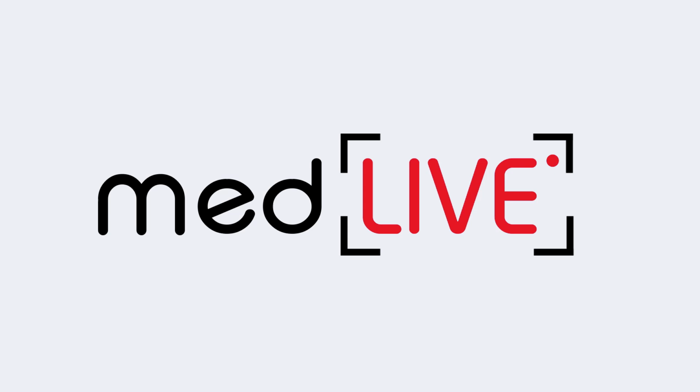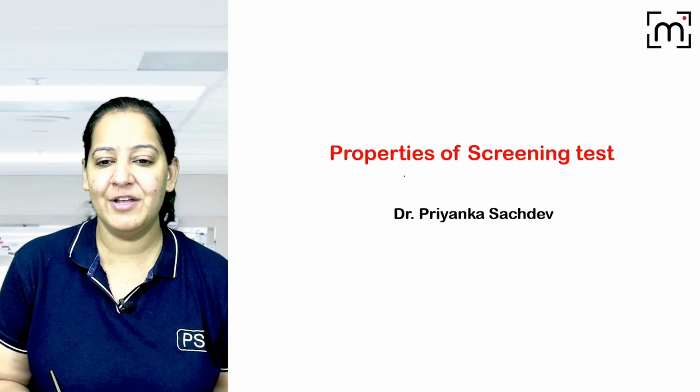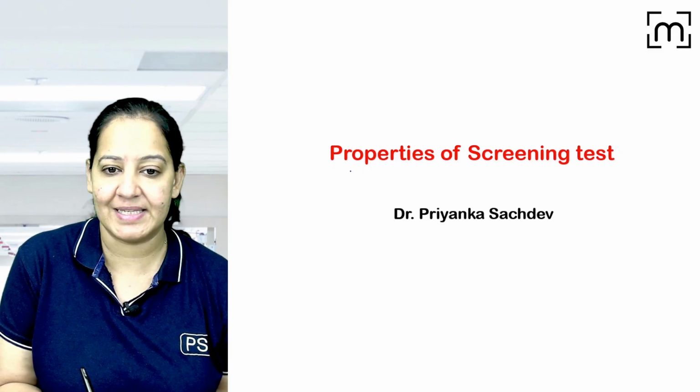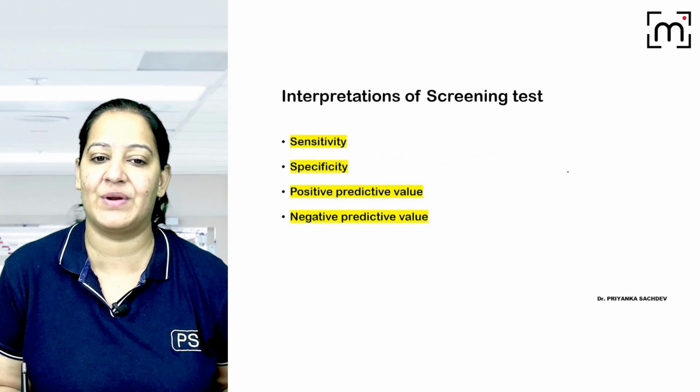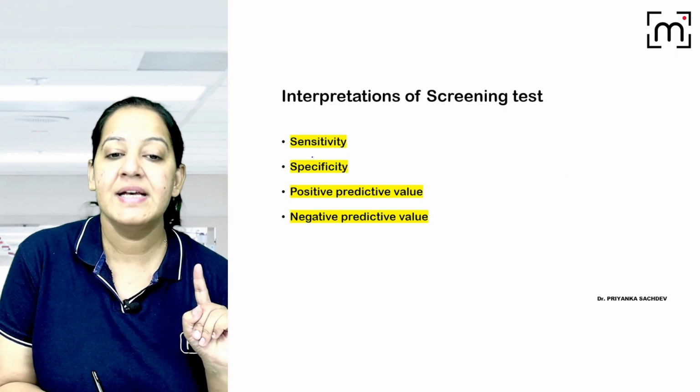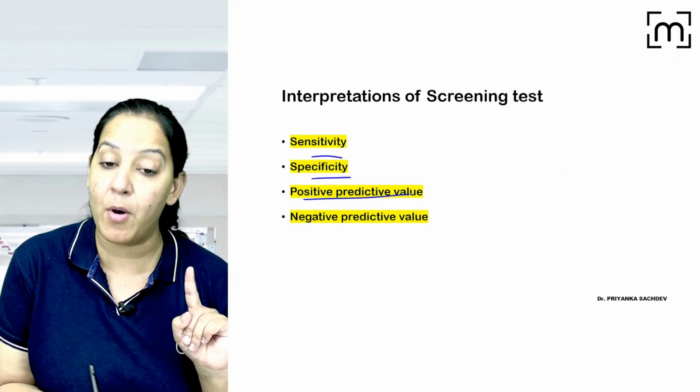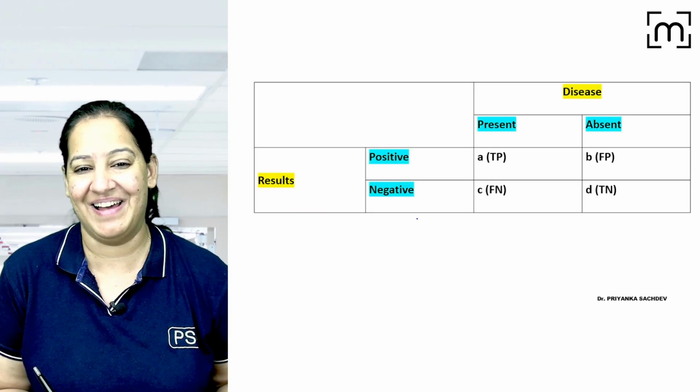in numericals. Actually, it is a very tough portion to understand, but it's very important, especially for the practicals and theory also. So I will try my best to super simplify it. Let's start it. So let me tell you the properties of screening test. The four properties: sensitivity, specificity, positive predictive value, and negative predictive value.